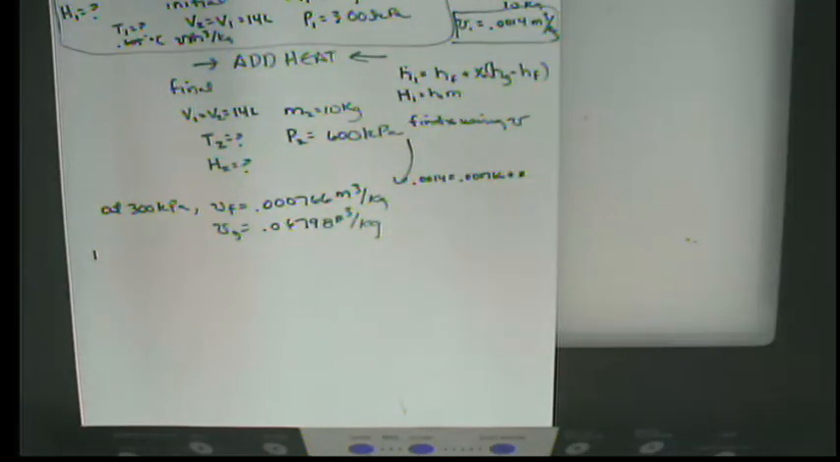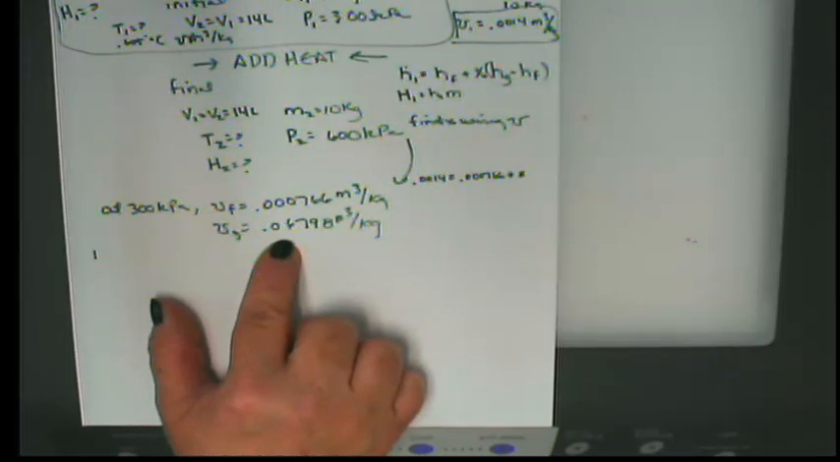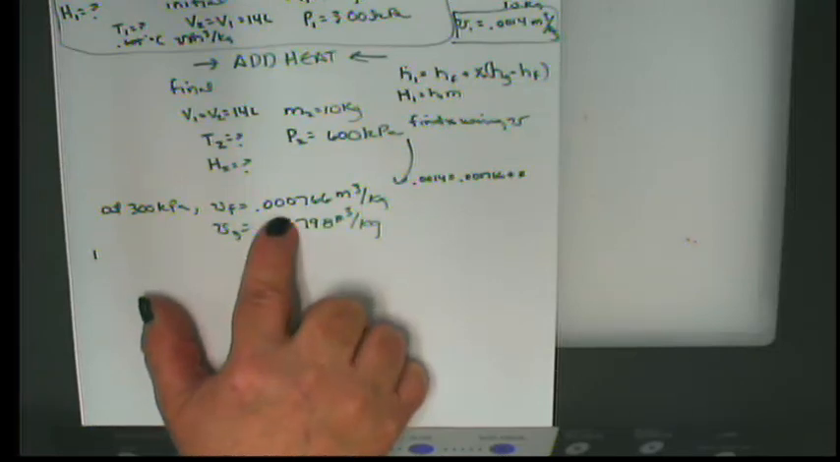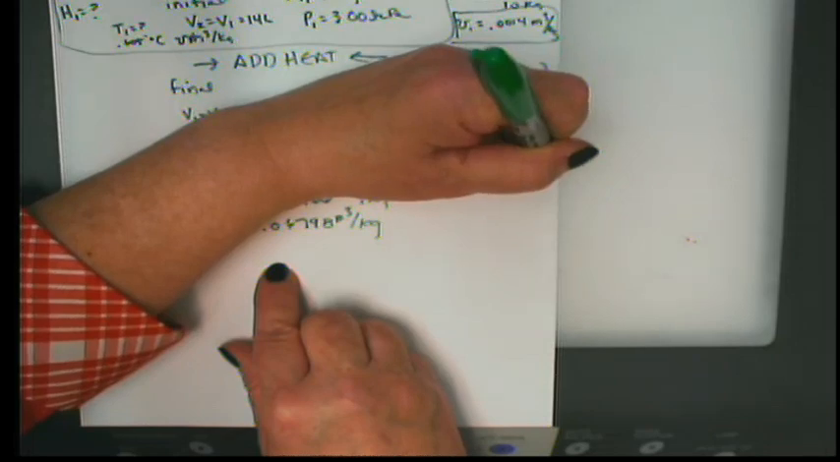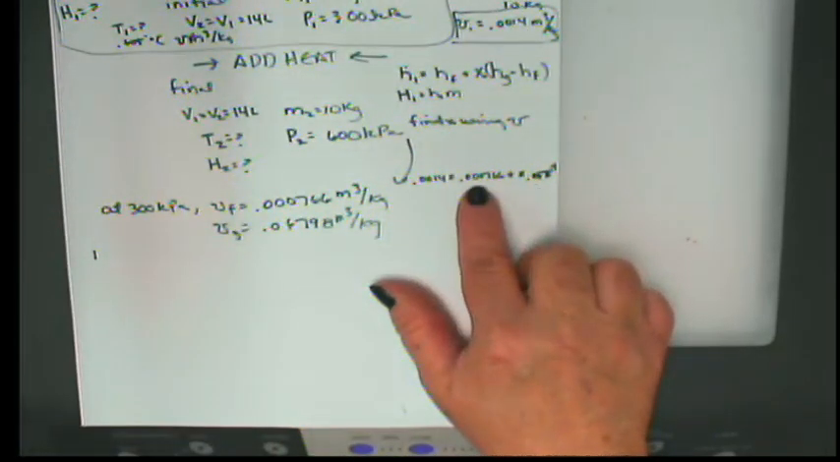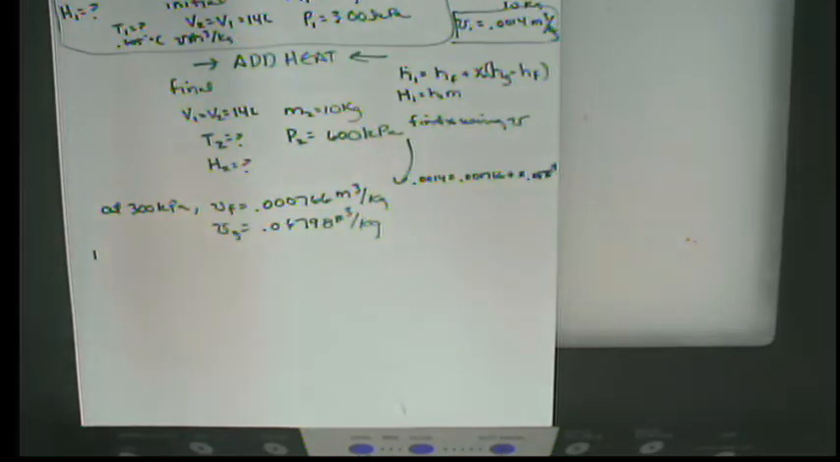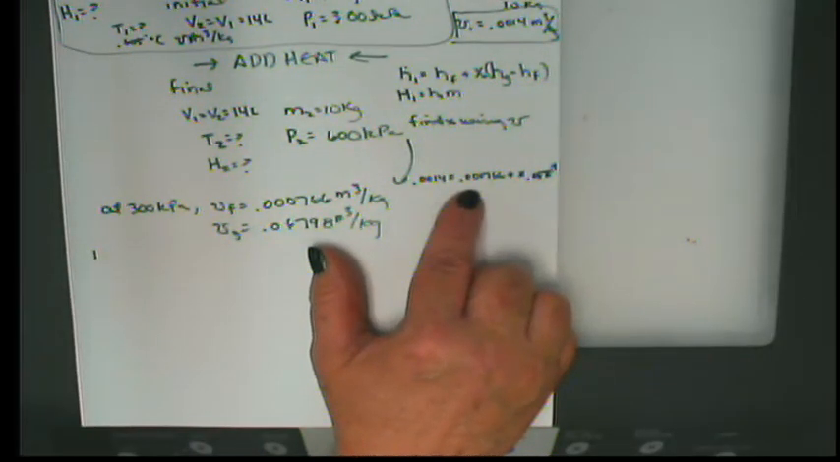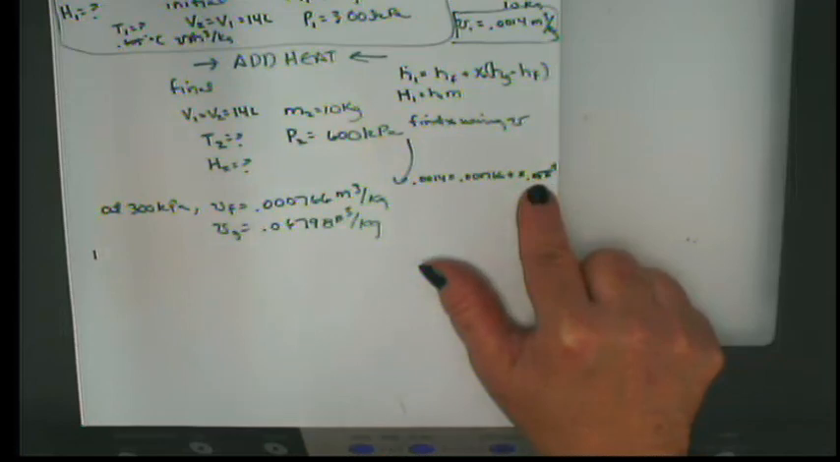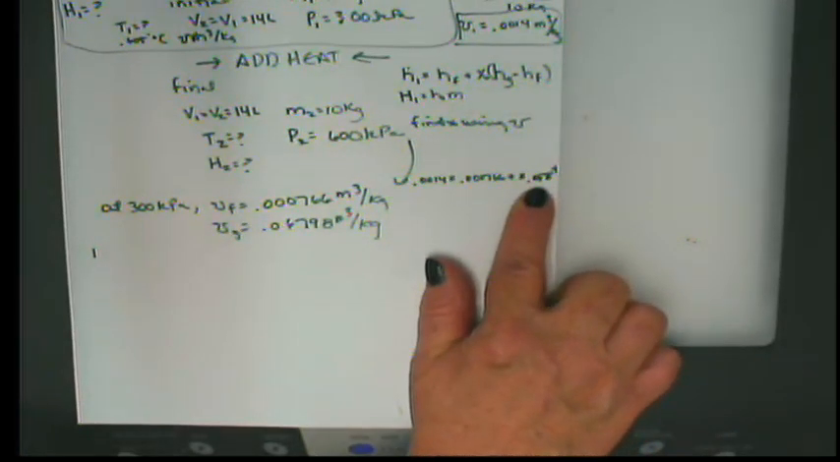Right? Or I could have picked that up out of the tables, but I didn't want to do another average. 0.06798 minus 0.000766. So the difference of those two is 0.067214. Okay, so I take this number, subtract this number, and divide it by this number to get my answer for X. 0.0014 minus 0.000766 divided by 0.067214, and I get an X value.